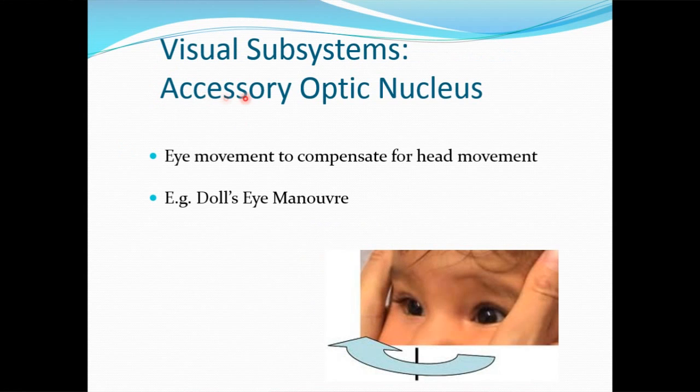Then we have the subsystem that involves the accessory optic nucleus. And this is the eye movement that compensates for head movement. So if you turn your head but your eyes are keeping still, it has to do with the accessory optic nucleus. All right. And the neurologists normally test for this. It's called the doll's eye maneuver, where they take a person's face and they turn their head, and they say to him, look at me, and they turn their head. And the normal person would be able to look at the doctor even while their head's being turned. Okay. But if somebody has certain neurological difficulties, their eyes will turn with their head. Okay.